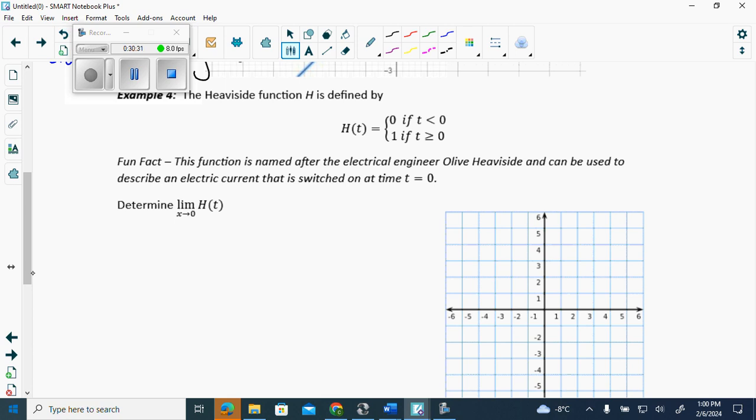Okay? It's a piecewise function. So this says h of t equals 0 if t is less than 0. So there is a function, h of t equals 0. What is that? That's the same as y equals 0. What is that as a line?